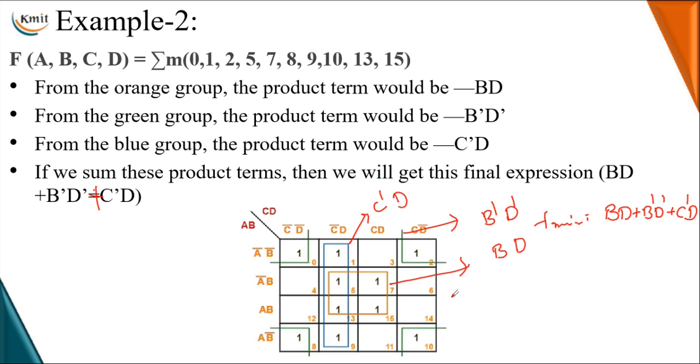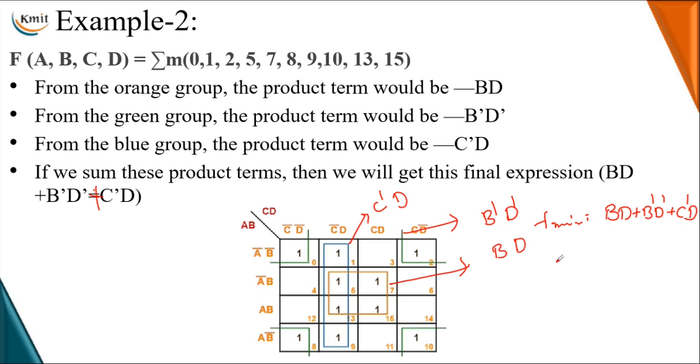With that quad formation, we have almost 3 quad groups. Each quad group can eliminate 2 variables which are not common in each group. A, B, C, D are the variables. By verifying the groups, here A, B are not common. Here we don't have A and C. Here we don't have A and C.